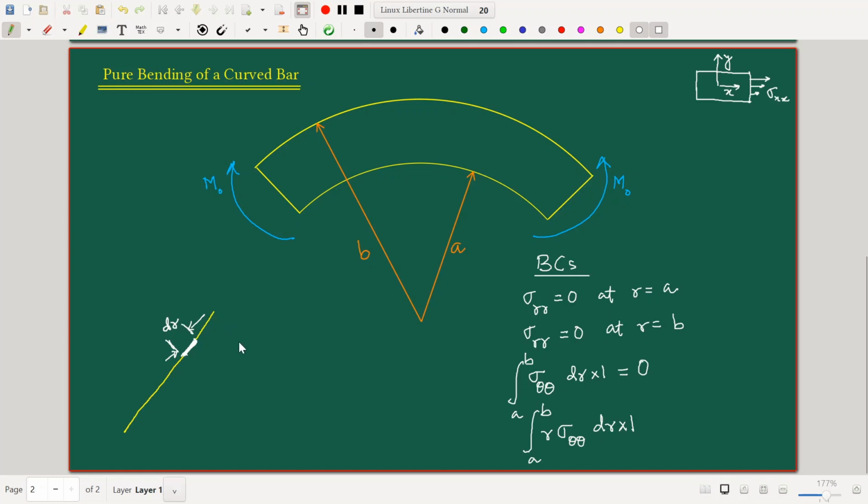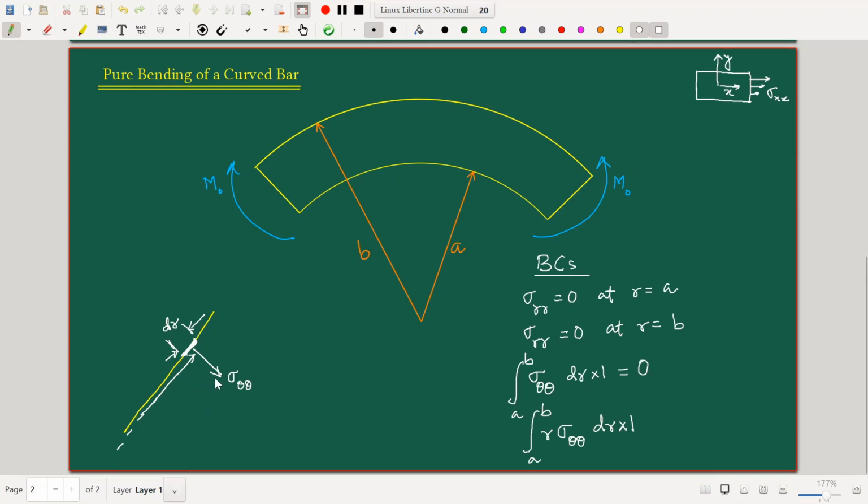This is my dr. Over this, I have the presence of my sigma theta theta, which is normal to that plane, and the moment is calculated using this r variable. So that is in this fashion. If I have to take the proper sense of this moment, I have to remember the convention of the vector cross product, which actually generates these kinds of moments. So that comes out from the consideration of r cross f.